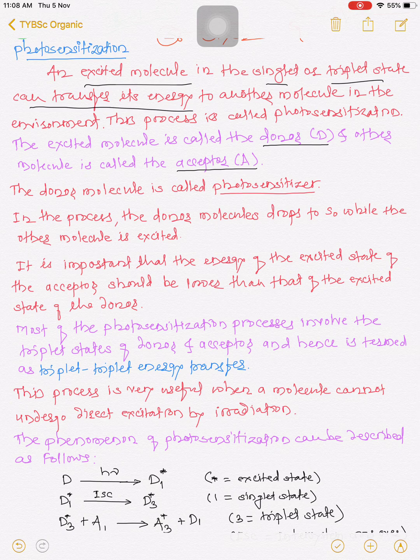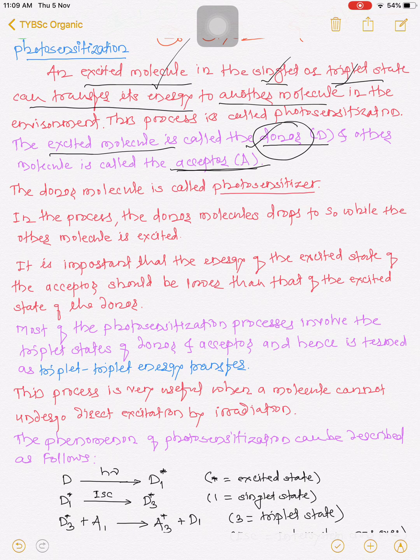Now see here, in photosensitization what happens? The molecule is in the excited state, whether it is in singlet or triplet state, it can transfer its energy to another molecule. That transfer of energy in the singlet or triplet state is known as photosensitization. The excited molecule is called the donor. The molecule which is in the excited state has its energy, and it donates its energy to another molecule, therefore it is called a donor. And the other molecule which accepts that energy is known as an acceptor.